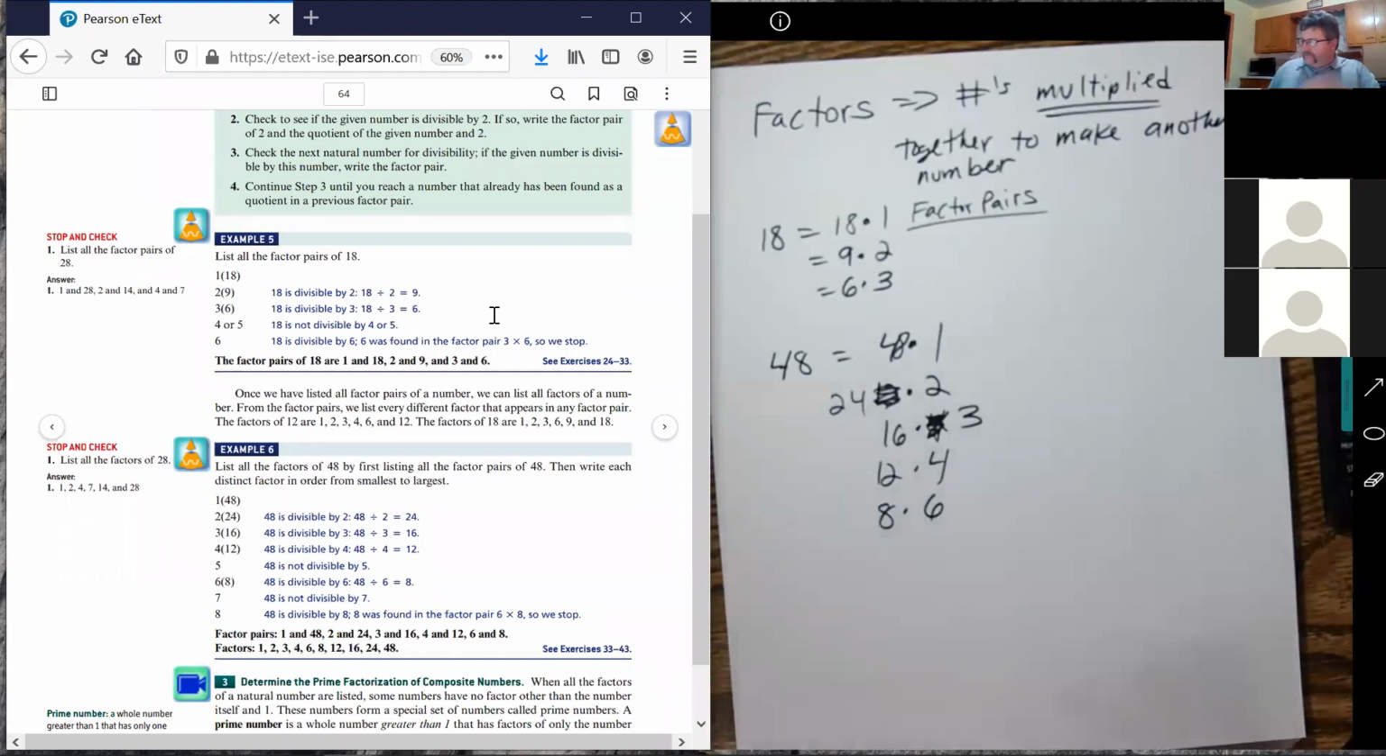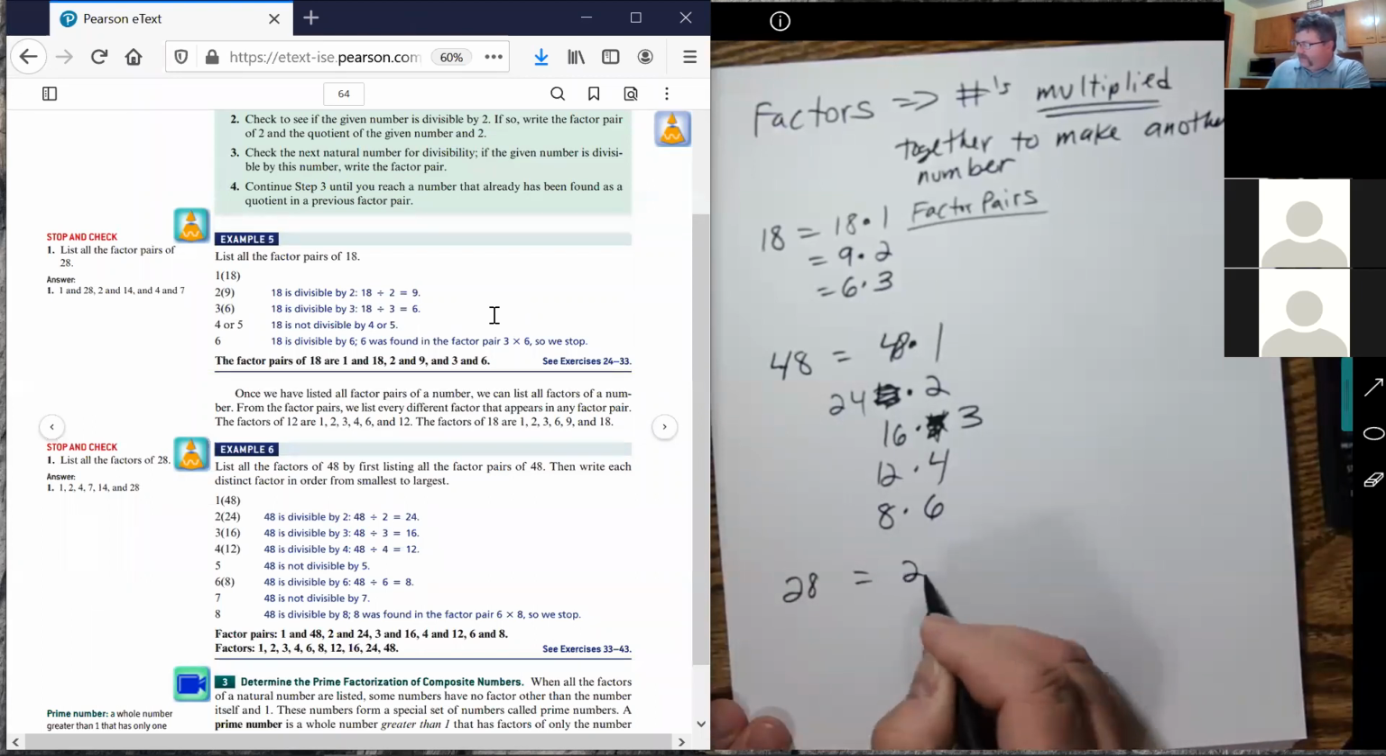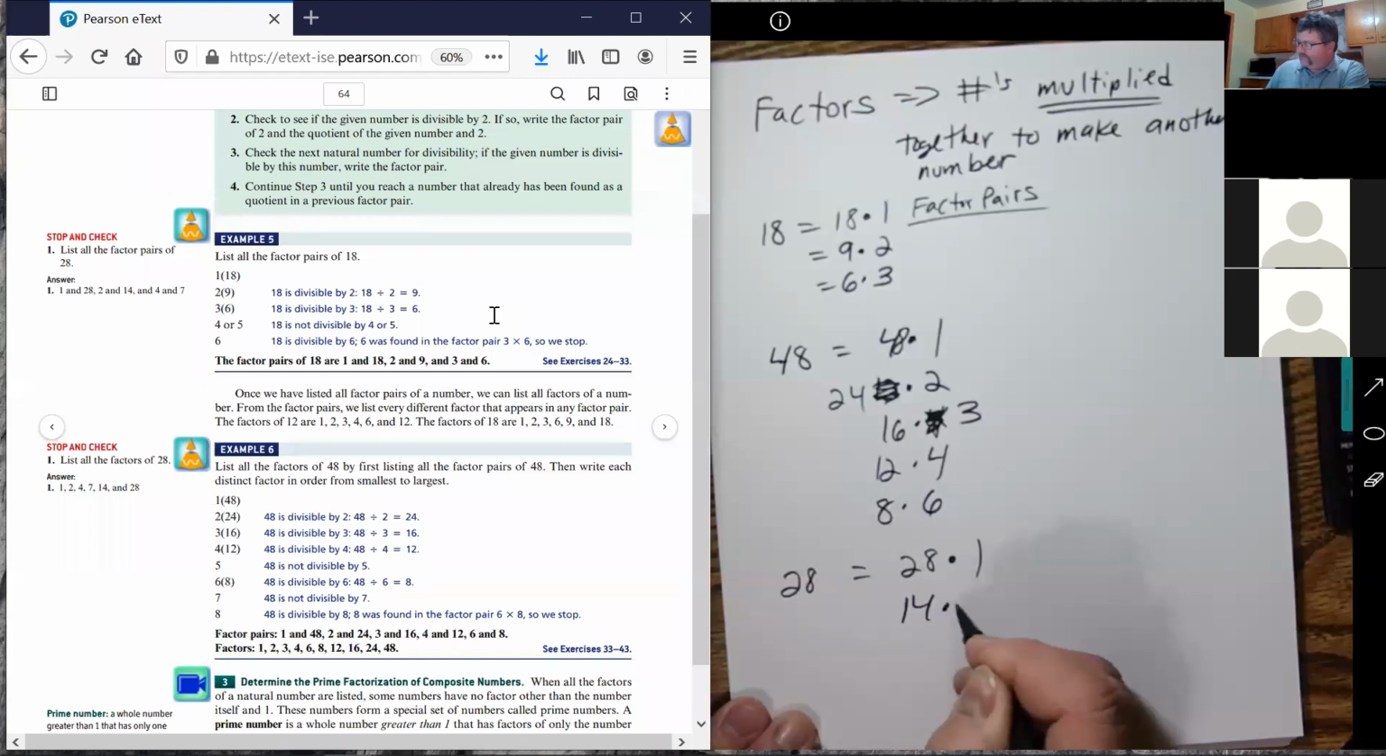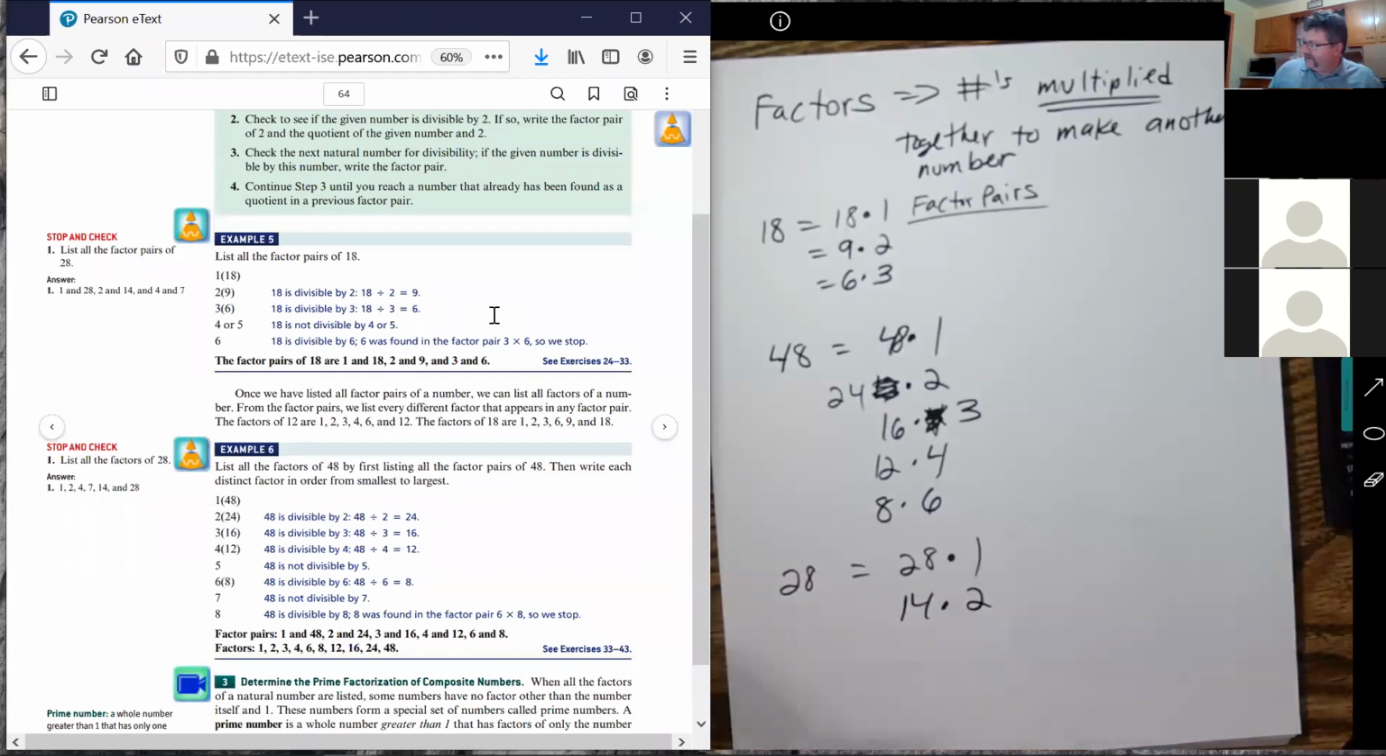How about if we wanted to do 28? Factor pairs of 28. Well, you can always do a number times 1. That's the one factor you can always do. Okay, maybe that's the only one, but that's the one for sure. 28 times 1, it's an even number. I can cut it in half. 14 times 2. Is that it?